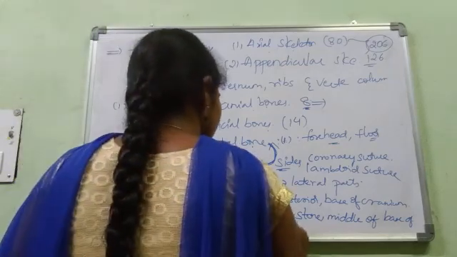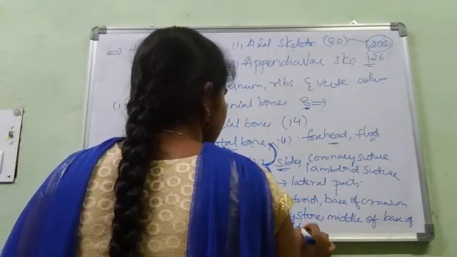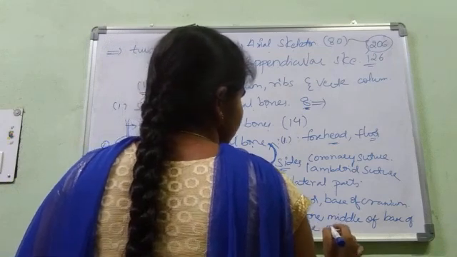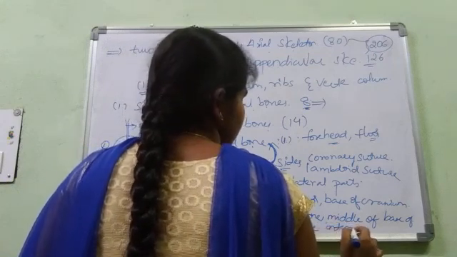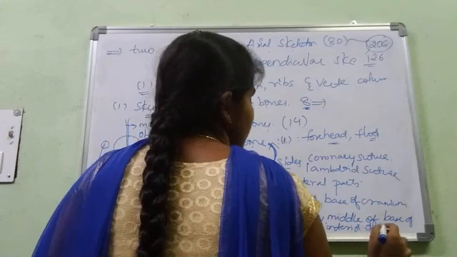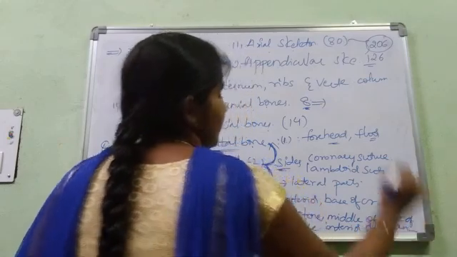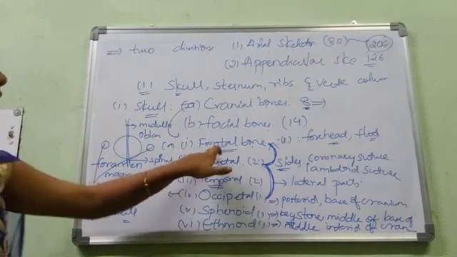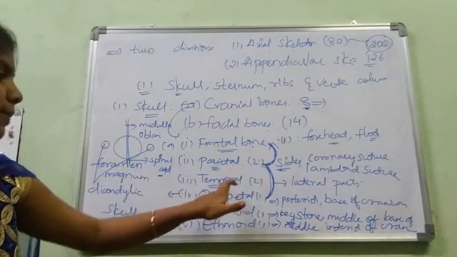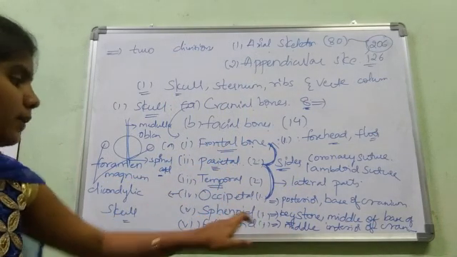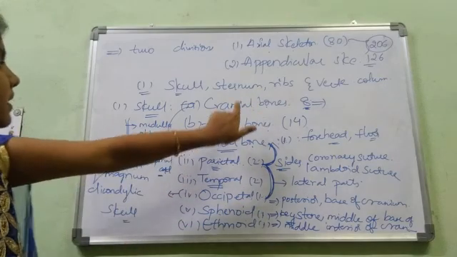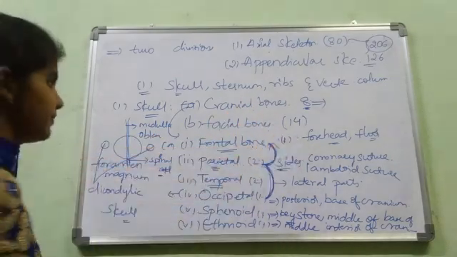Now, the ethmoid bone is present in the middle interior of the cranium. Okay, frontal one bone, parietal two, temporal two, occipital one, sphenoid one, and ethmoid one. Now let us discuss the 14 facial bones.